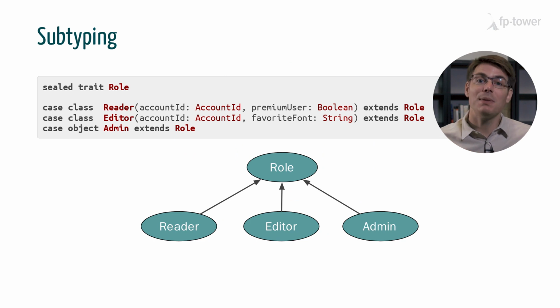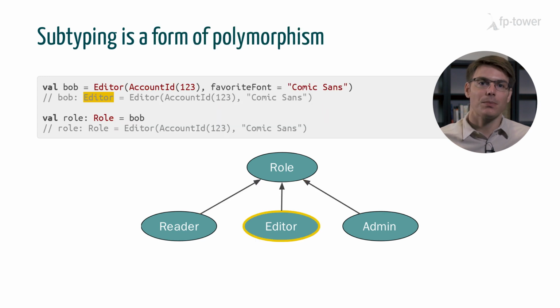In Scala, types have parents. For example, a Role is the parent class of Reader, Editor, and Admin. Another way to say this is that Reader, Editor, and Admin are subtypes of Role. This subtyping relationship is defined using the extends keyword at the end of a class definition.